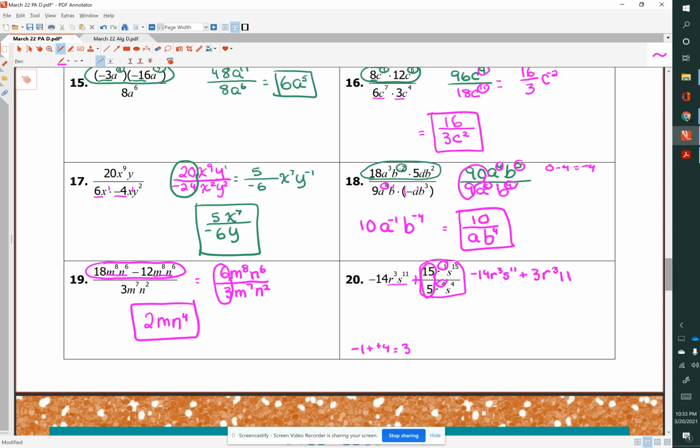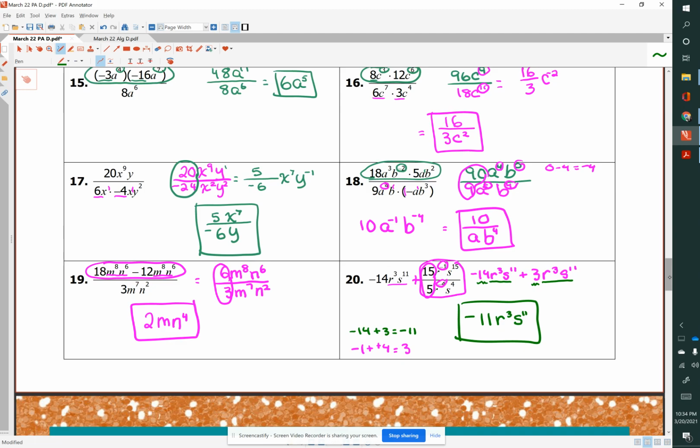And then we have s, 15 minus 4 to the 11th power. So we do have those like terms of r to the third power, s to the 11th power, and we simply just need to add the negative 14 plus the 3. So negative 14 plus 3 equals negative 11. So that would be negative 11 r to the third s to the 11th as our final answer.